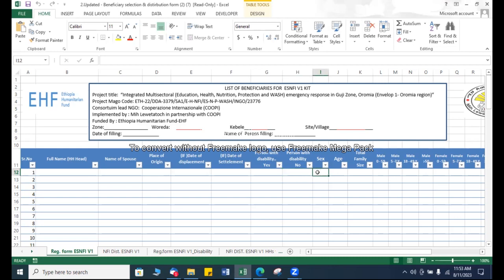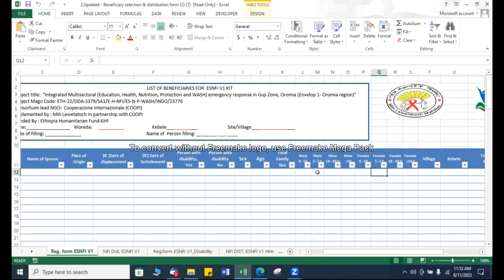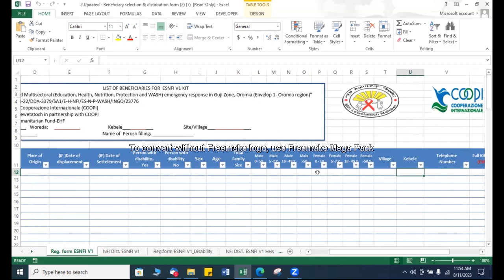Then the sex of the household head has to be reported. The age has to be reported as usual. Total family size has to be reported. Then the age disaggregation is there. The standards we are using, starting from newborn child to more than 50 years of age, are already there. So we have to report all these elements because there are also indicators that we have to report to the donor. Then the target village, or the village where the IDP is present, has to be reported here. Then the Kabale has to be reported.